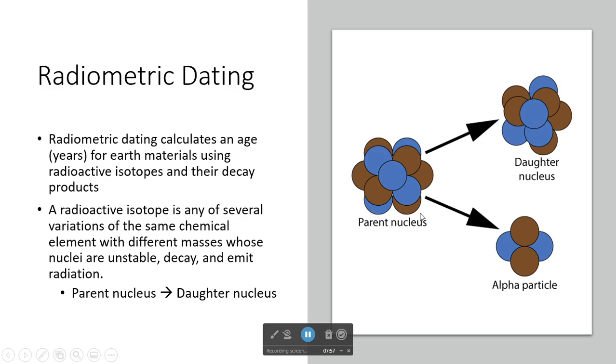We have our parent nucleus or parent atom with our protons and neutrons. It emits radiation, which is this alpha particle on the bottom, and then it becomes a daughter nucleus or a daughter product.